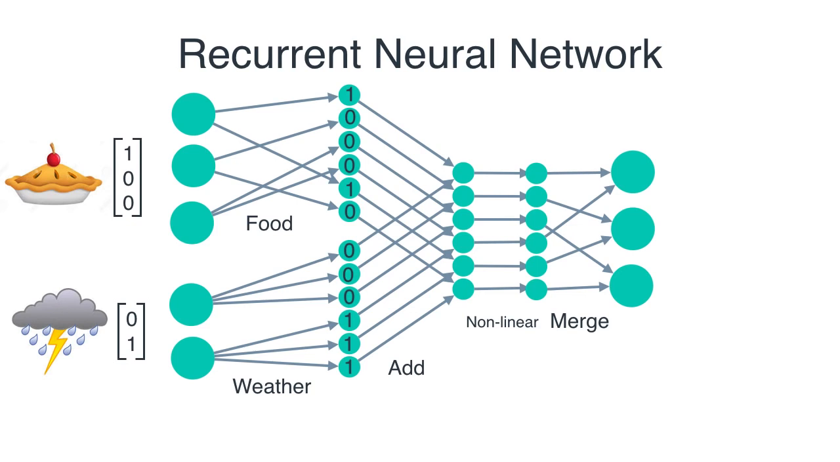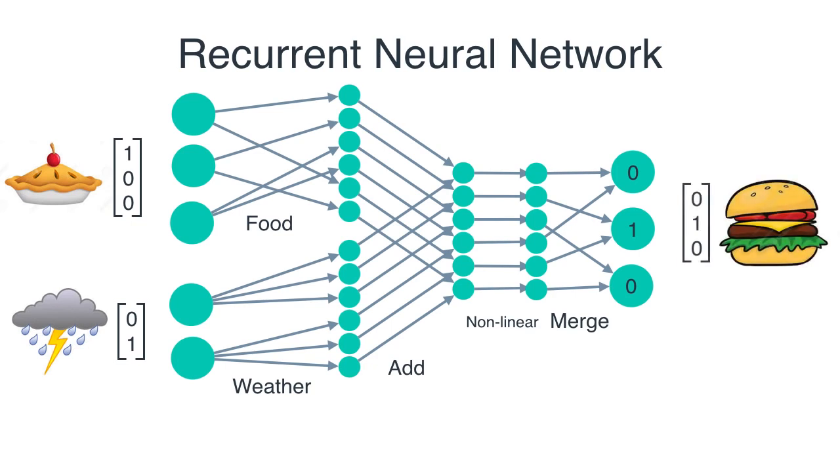So I get this for my results of my matrix multiplications with the food matrix and the weather matrix, and then I add them, and addition is given by just adding these things in the arrows, so I get this. Then I apply my nonlinear function that takes the highest entry and turns it into a 1 and everything else into a 0, and I get this. And then my last matrix, which takes the vector and adds the top 3 entries and the bottom 3 entries, gives me this, and boom, I get the vector corresponding to a burger.